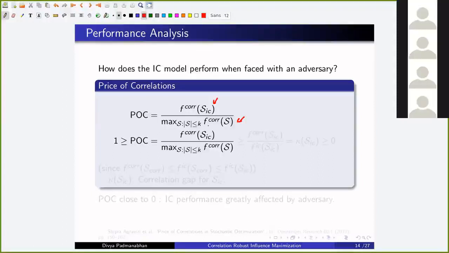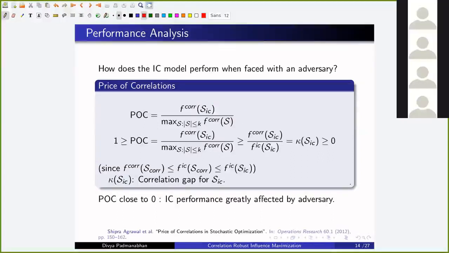And what is this ratio? How different can it be? Of course, this value is always less than 1, because the denominator is the optimum, it's the best you can do there. Now, actually, you can show that it's greater than 0 also, but there's also another lower bound that you can produce here. So it's just this ratio of how the SIC performs under a worst case versus how it performs under the independent cascade, which it was originally designed for.